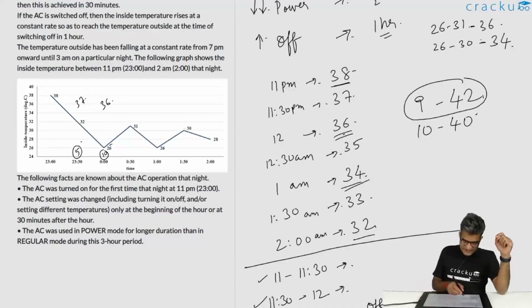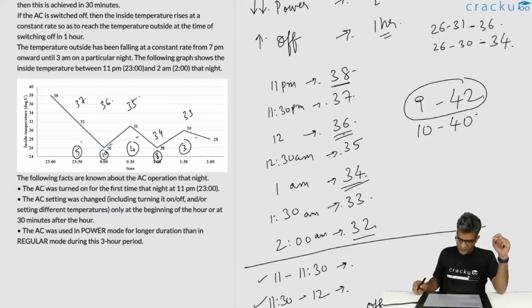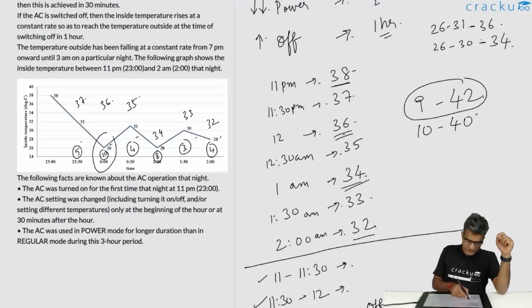At 12:30 it is 35. So here it is only 4 degrees. At 1 o'clock it is 34. So it is 8 degrees. At 1:30 it is 33. So it is 3 degrees. And at 2 o'clock it is 32. So again 4 degrees. So the maximum difference is over here at 12 o'clock and the difference is equal to 10 degrees.